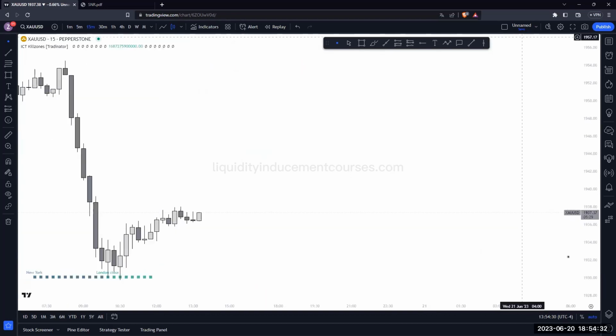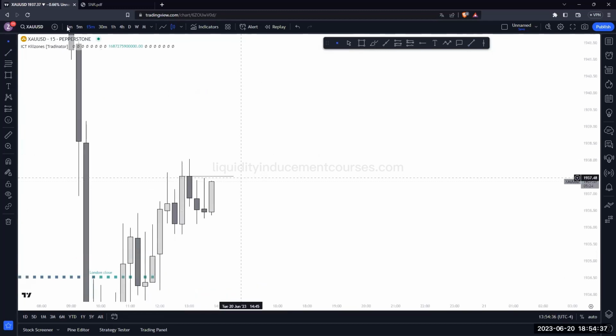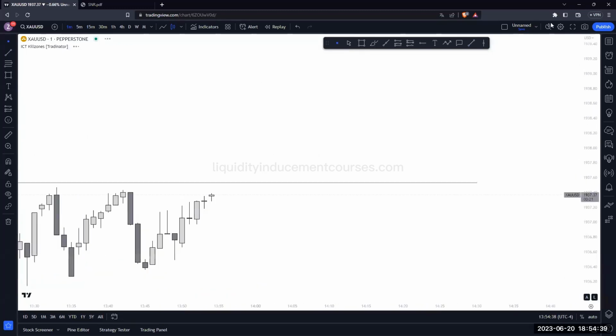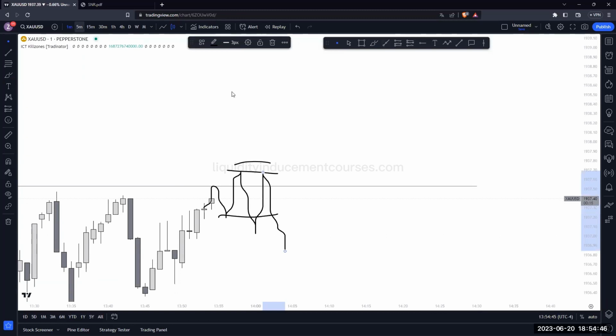So let's take this one, for example, guys. Once this M15 is touched, you go to M1, breakout, pull back, you sell, TP at M5.